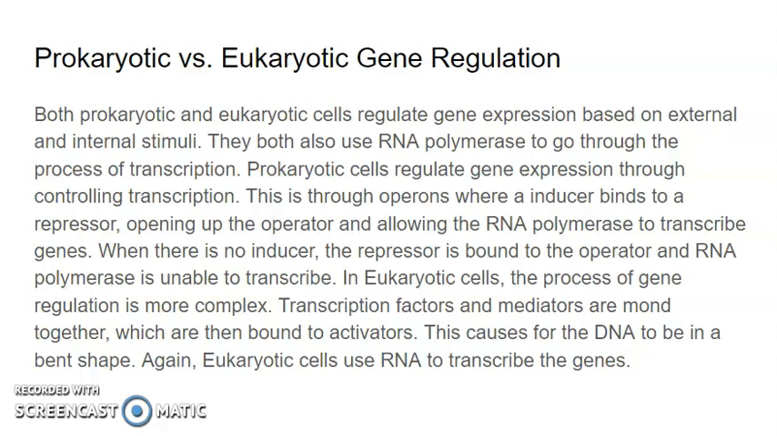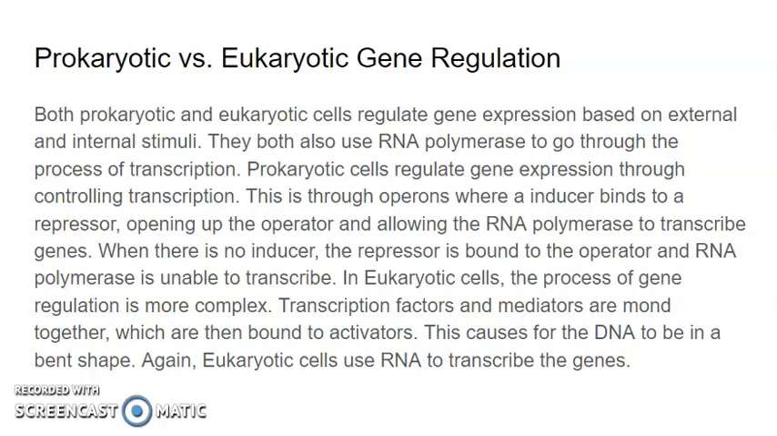This is solely through operons, seen in the model we just reviewed, where the inducer binds to the repressor, opening up the operator and allowing the RNA polymerase to transcribe genes. When there's no inducer, the repressor is bound to the operator, and the RNA polymerase is unable to transcribe those structural genes. In eukaryotic cells, the process of gene regulation is more complex.